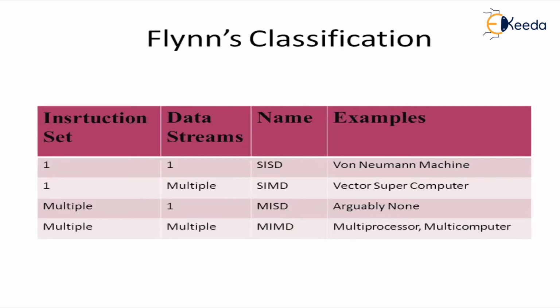If you have a single instruction, multiple data stream, it is called SIMD. A vector supercomputer is an example. If you have multiple instruction sets and single data, it is called MISD, and the example is arguably none. If you have multiple instruction, multiple data stream, it is called MIMD: multiprocessors and multi-computers which execute simultaneously.